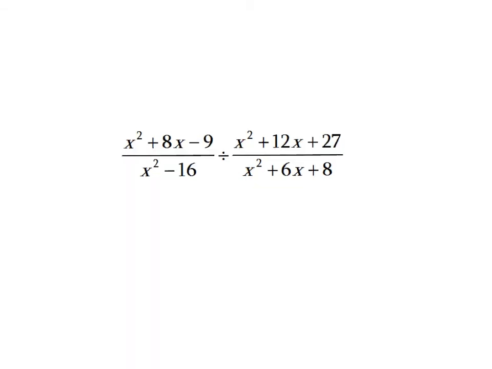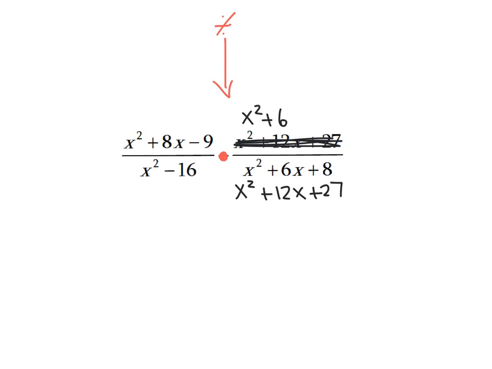Now let's try one division problem. Similar to previous lessons, the first thing you want to pay attention to is that division sign right there. We want to change the division sign to a multiplication sign. But if I do that, I need to take the reciprocal of the second fraction. So I'm going to carefully take the numerator and rewrite it down in the denominator. So x squared plus 12x plus 27, cross that out up here. And I'm going to move my x squared plus 6x plus 8 to the numerator and cross that out in the denominator.